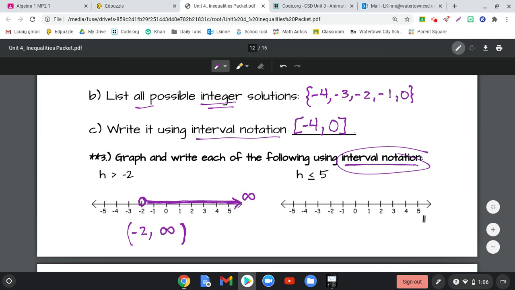All right, with this one, your numbers are less than or equal to 5, so a closed circle there. Shade all the numbers that are less than.